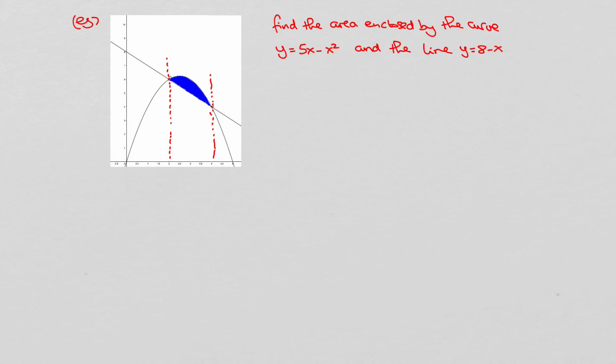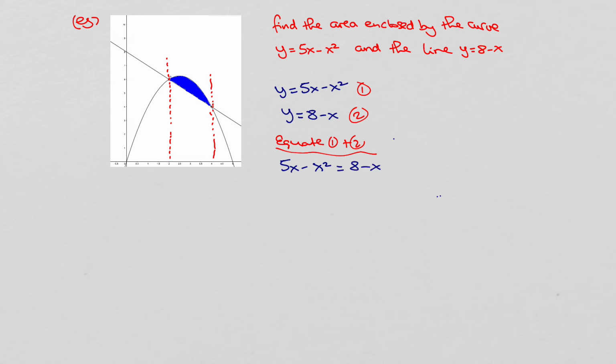So what we're going to do is take the equation y equals 5x minus x squared, and I'm going to call that equation 1. And we're going to take the line y equals 8 minus x, and I'm going to call that equation 2. And I'm going to equate 1 and 2 because they're both equal to y. In other words, I have 5x minus x squared is equal to 8 minus x. So that gives me x squared minus 6x plus 8 is equal to 0.